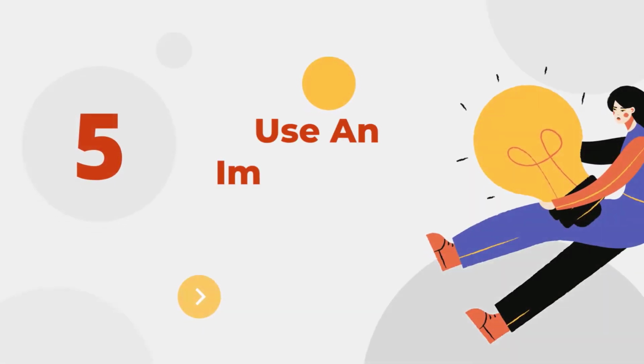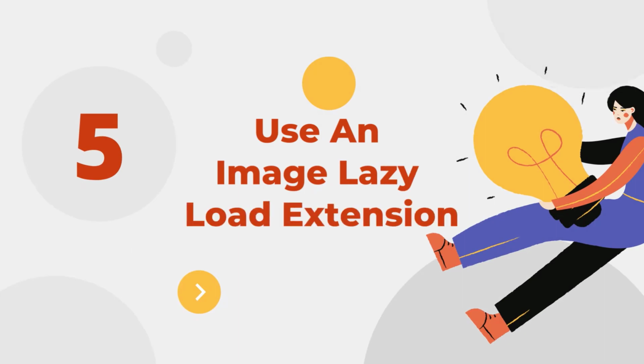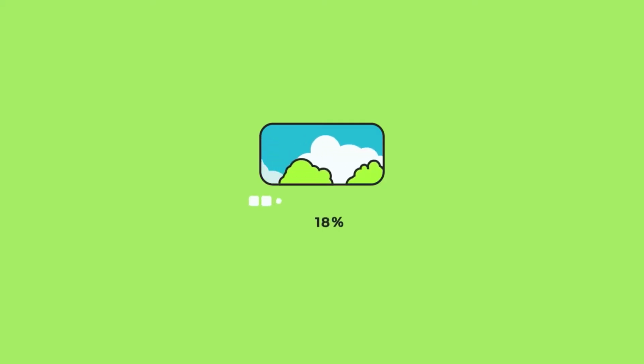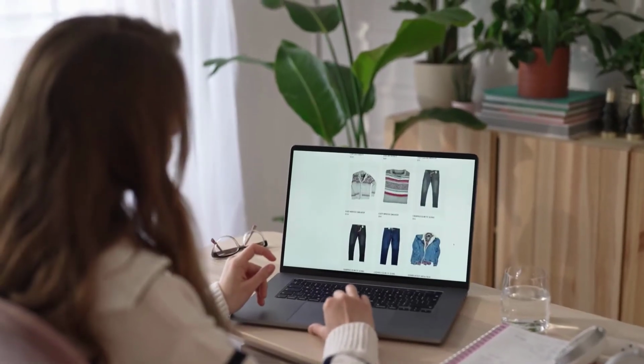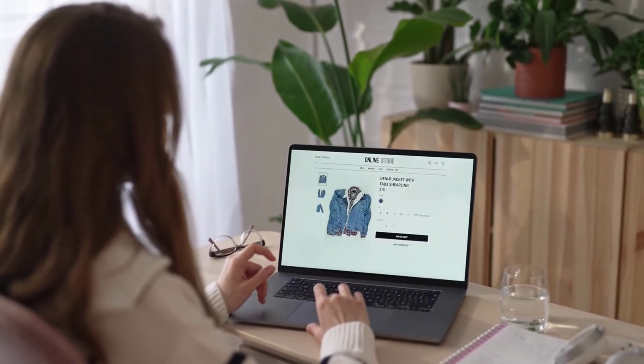Tip number 5, use an image lazy load extension. An image lazy load extension can be used to enable lazy load for the images on your Magento 2 store to improve page speed and reduce the page size. It can have a drastic impact on your online store performance.